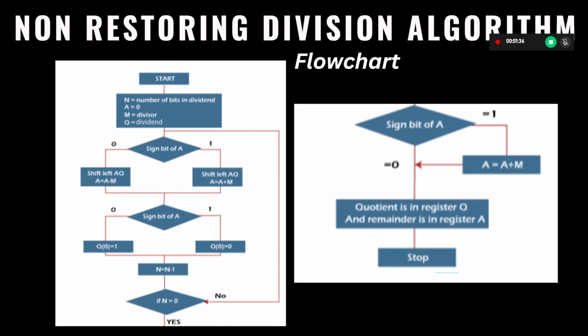The next step is if the value of n is equal to 0, then we will go to the next step. Otherwise, we have to again go to step 2. Next step, we will perform A equal to A plus M if the sign bit of register A is 1. Then the last step in this, the register A contains the remainder and register Q contains the quotient.